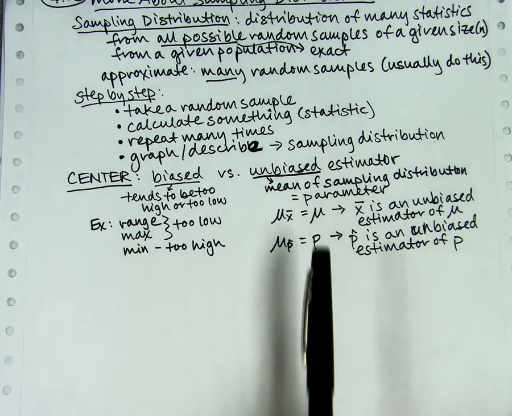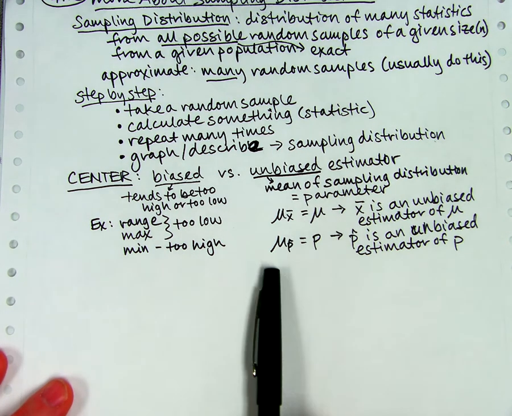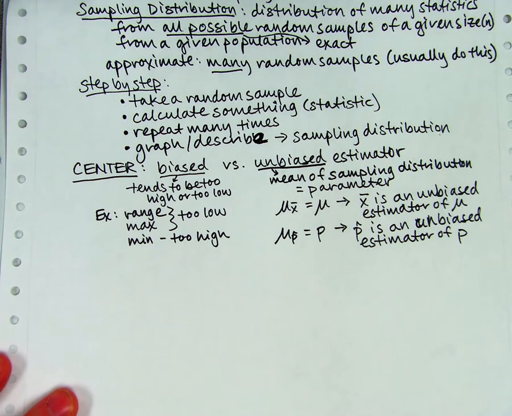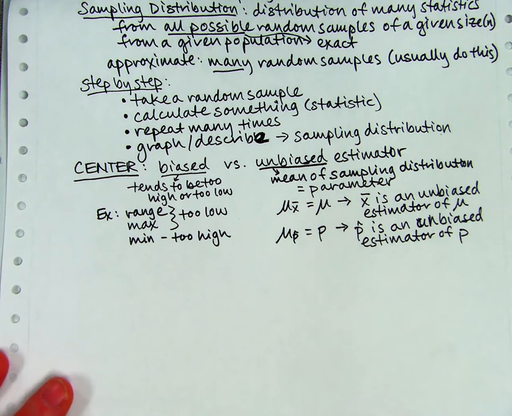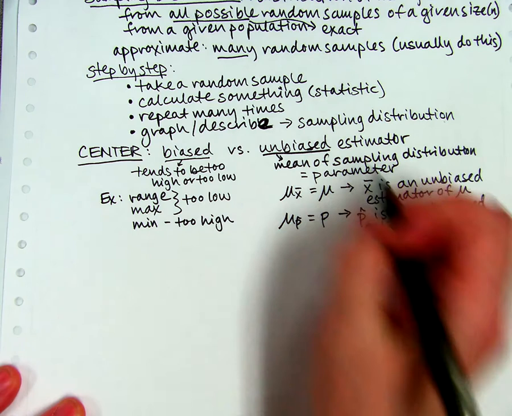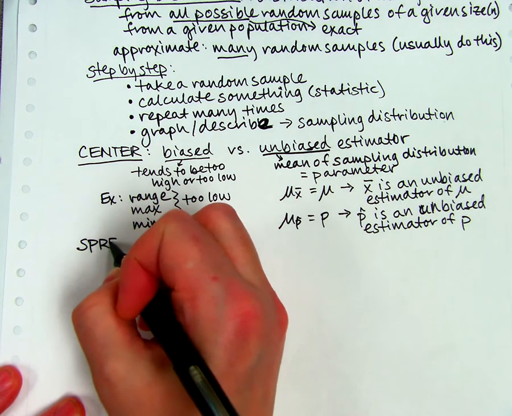So naturally unbiased estimators are a valuable thing, and that's why these are the two most common that we're going to study a lot. In fact, most of the rest of the year is working with these two, X bar and p-hat, and using them as estimators because they're unbiased as long as you do a random sample. So that's all we're going to do on that for right now, and we're going to talk about spread next.